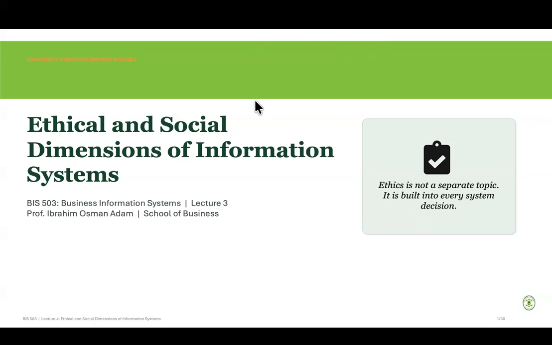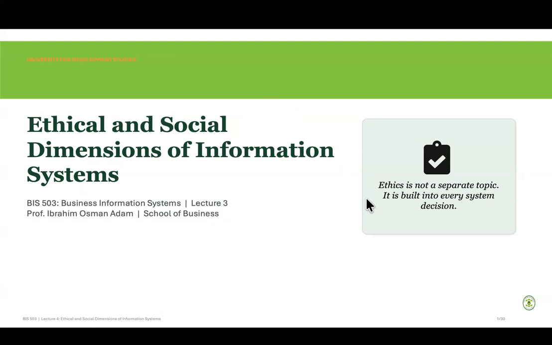Let me begin with one important issue. We all have to start with the idea that ethics is not something we add after a system has been designed or developed. Ethics is already present in the decisions we make about all parts of the system, all aspects of the system. The moment we decide what data to collect, who can see the data, what to automate, and how decisions will be challenged, we are already making ethical choices.